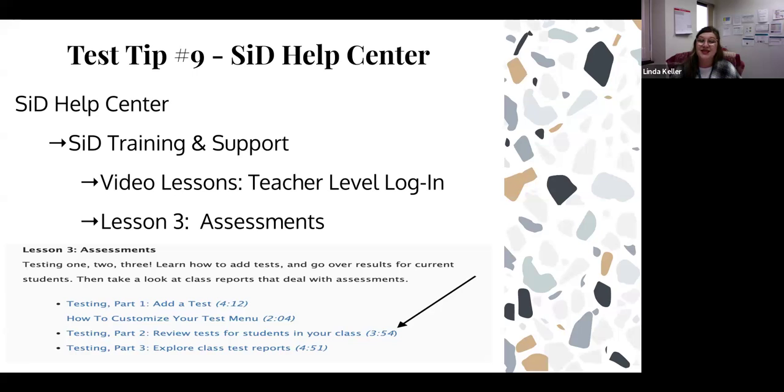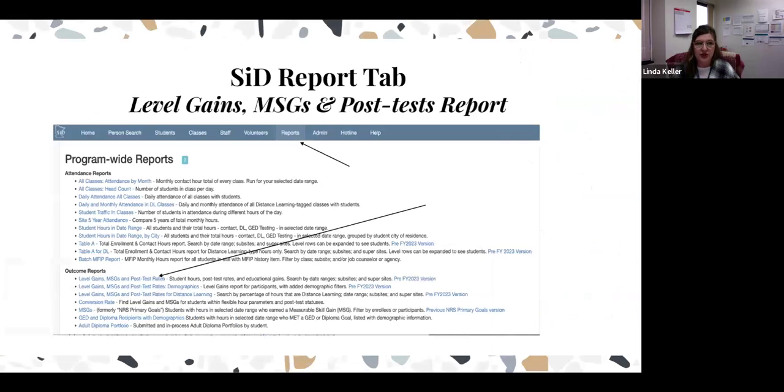Follow this path by going to the SID Help tab, which is the SID Help Center. Click on SID Training and Support. Click on the video lessons for either teacher or admin level login. And then if you're interested and you're at teacher level, you can click on lesson 3, which is the assessments, and just watch it and listen to it. It just explained all of the things that I just explained also. So, all right, the next tab is a screenshot of SID to show you where and how to find your level gains and MSG in post-testing reports.